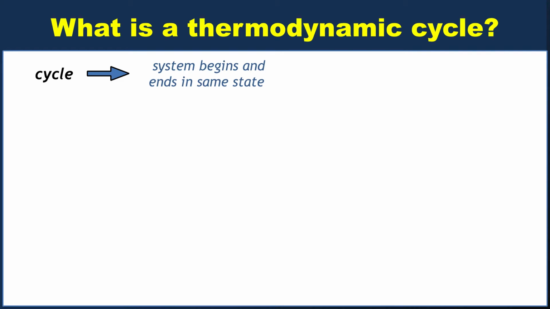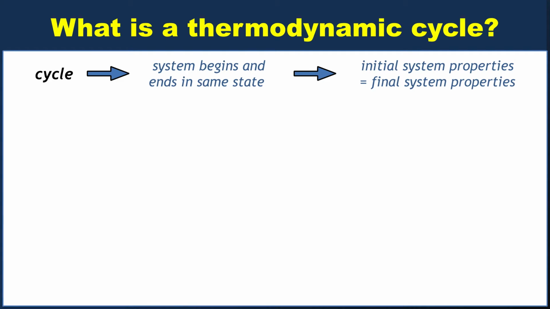Now, we've used the word state a few times, and I just want to make it absolutely clear what that refers to. That means that if you measure individual system properties, the initial system properties must equal the final system properties. So if you pick a property, like density or pressure, whatever you want to choose, some macroscopic property that can be measured, the initial system properties must equal the final system properties.